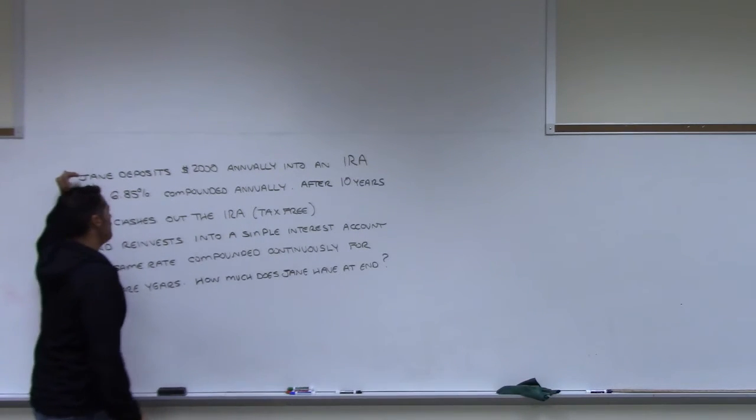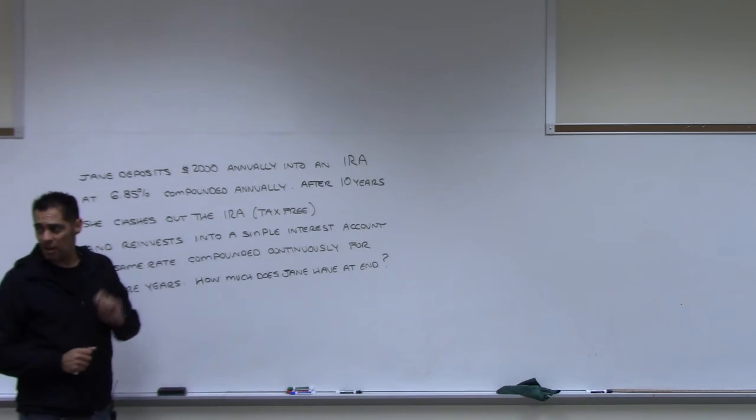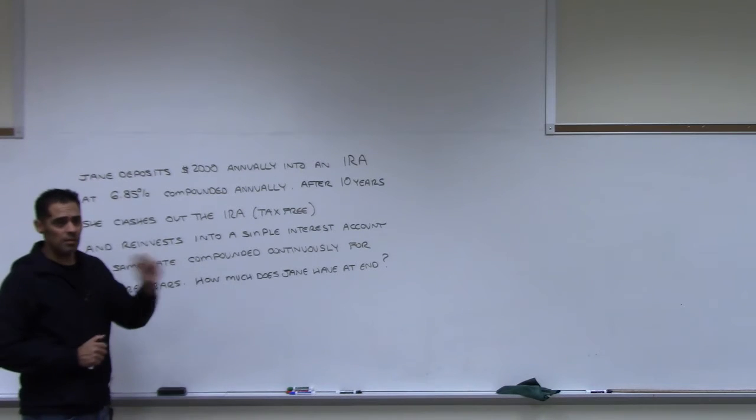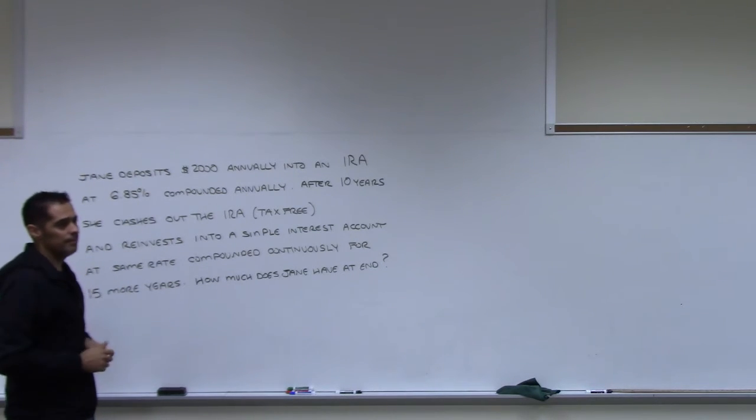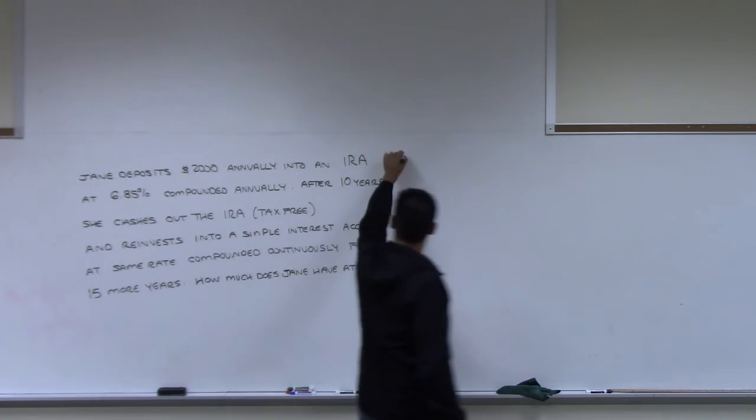So the first 10 years, she's doing an annuity, right? And then the last 15 years, she's just leaving the money in there. She's not touching it, right? Do you all understand that? The last 15 years, she's not putting $2,000 in anymore. So for only 10 years, she's going to do $2,000 a year. All right, so let's break this down.